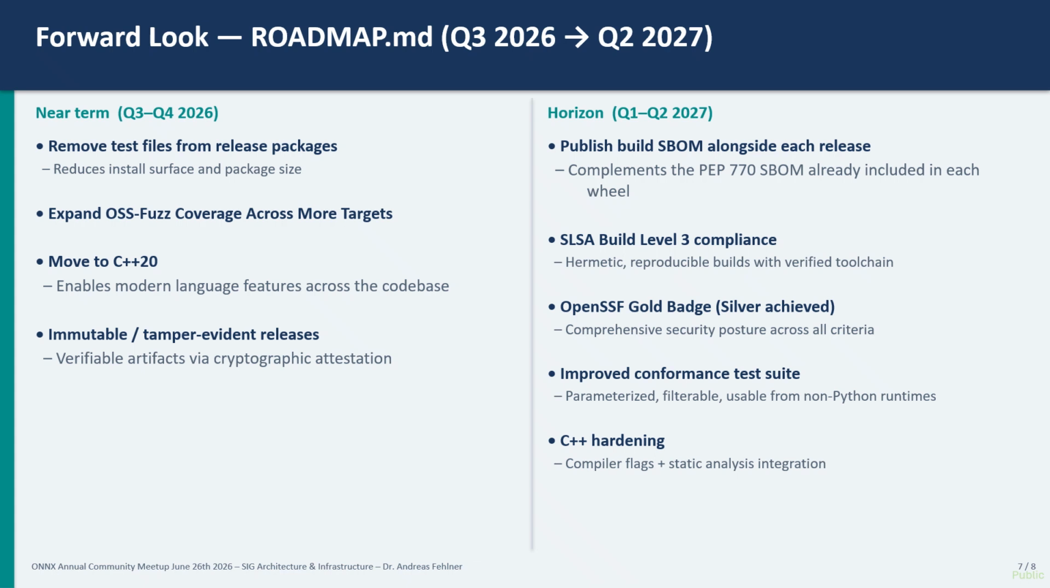This will document the compiler, build tools, and all Python and C++ dependency versions used to produce our artifacts, and it feeds directly into our next major goal. We are targeting SLSA build level 3. That means builds that are fully self-contained and reproducible, so anyone can verify exactly how an artifact was produced. Alongside that, we are working towards our OpenSSF Gold badge, building on the Silver badge we already hold.